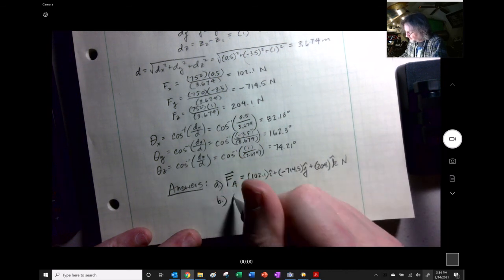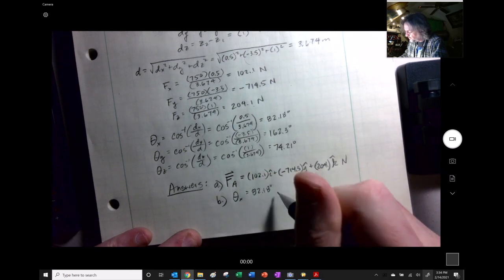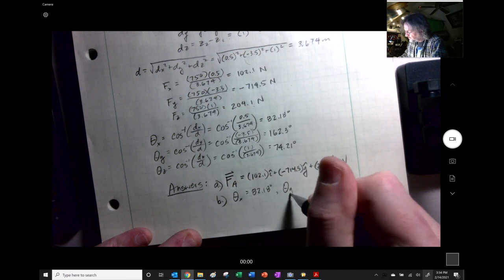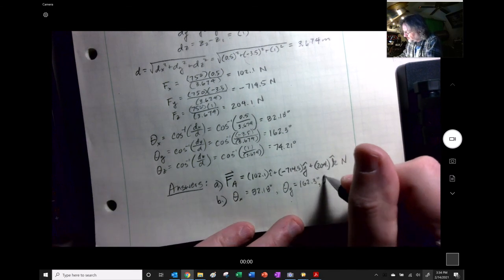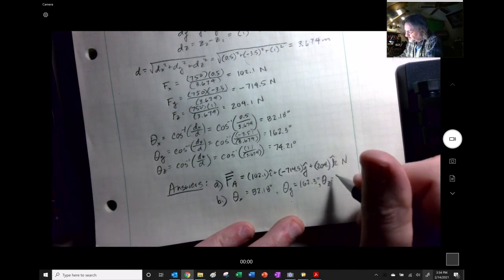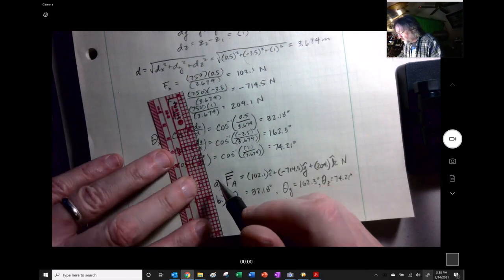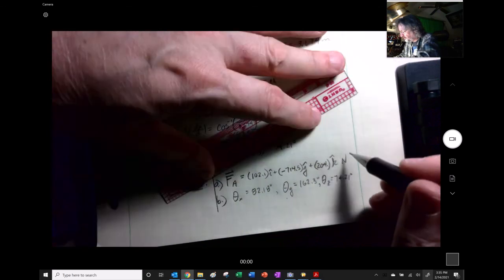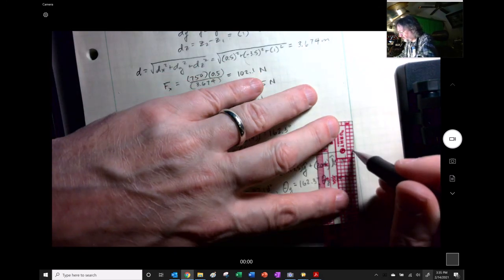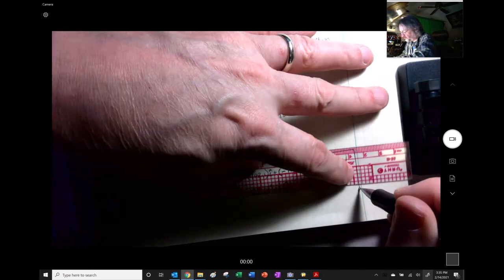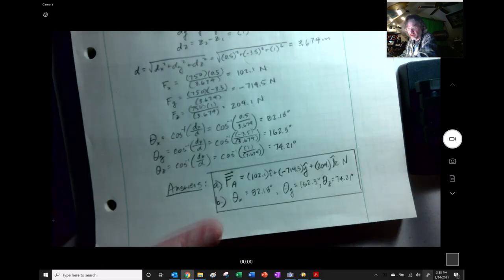And for B, theta x is equal to 82.18. I'm going with 4 sig figs. Theta y is 162.3 degrees, and theta z is going to be 74.21 degrees. We're going to be using this a lot when we deal with 3D problems. We'll be using the position vector soon, so that we can get moments using cross products.